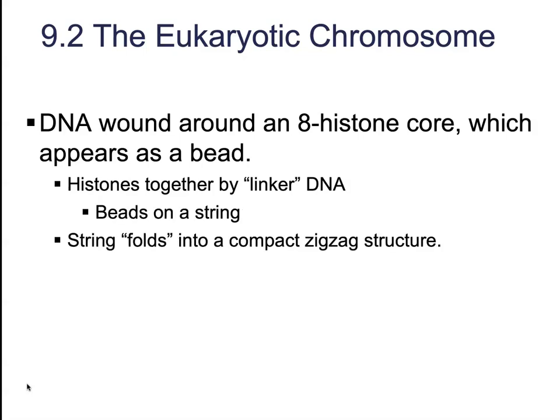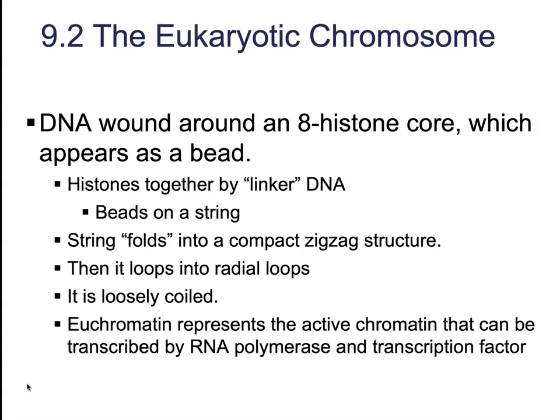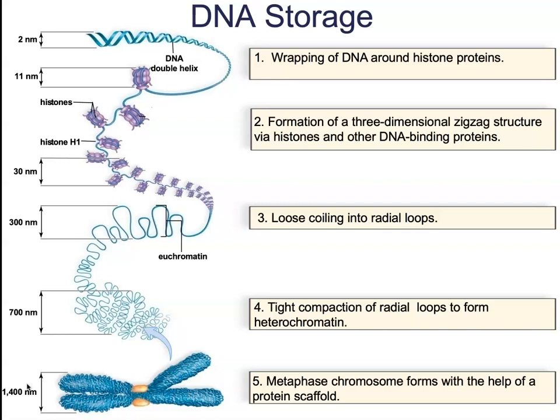That string is then going to fold into a compact zigzag structure and then form radial loops. At this point, it is still considered loosely coiled. Euchromatin represents the active chromosome that can still be transcribed by RNA polymerase and transcription factor. So this is what it looks like.